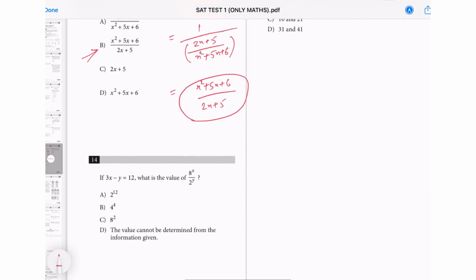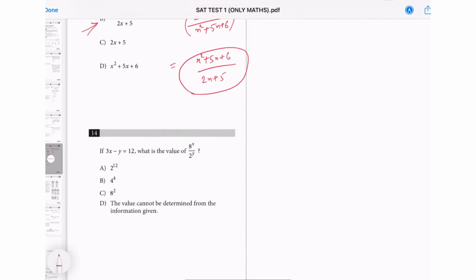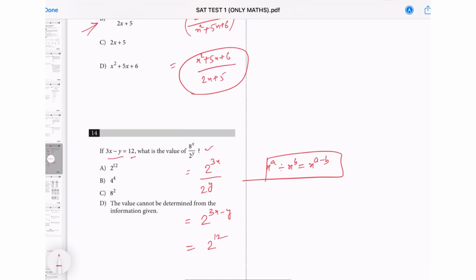Going to question number 14. Now this is a very interesting question. If 3x minus y is 12, what is this? See, first of all, since we have to divide this, we can only divide when the bases are equal. Bases means both are in power of 2. So in place of 8, I can write 2 cube times x over 2 to power y, which gives you 2 to power 3x minus y. Because in exponent rules, when we divide like this, we get x to power a minus b. This is the rule of exponent. So here 3x minus y is 12, so it can be 2 to power 12, which is option number A.